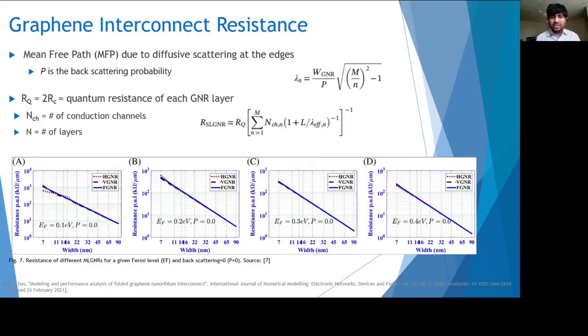So for example, let's say the RSLGNR number is 20 ohms, and you have 4 layers, so 20 divided by 4, 5 ohms. That would be the equivalent resistance for an MLGNR made up of 4 graphene layers.